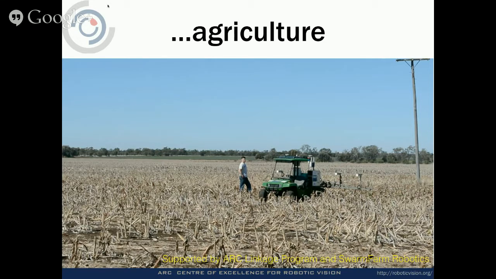So this is a very general approach. If there's a parked vehicle in the field or that electricity pole there, anything that's not crop, the vehicle will do its best to avoid. So that's what we're doing in agriculture.